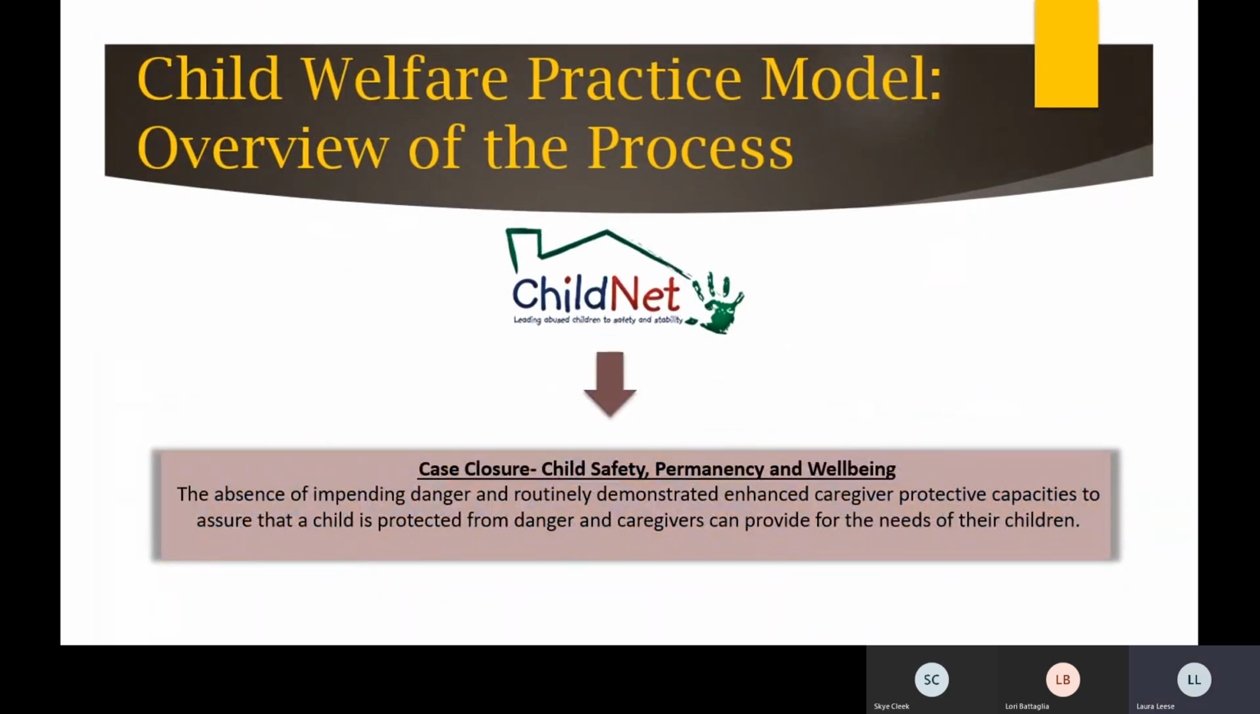The final assessment of this case management process is called case closure. At this juncture, and as stated, it is the closure process for the family. During this case closure, we are still assessing for child safety, permanency, and well-being. Our goal here at case closure is to identify any absence of impending danger and to ensure that there are routinely demonstrated enhanced protective capacities to assure that a child is protected from danger and that if there is danger, the caregivers can provide for the needs of their children.